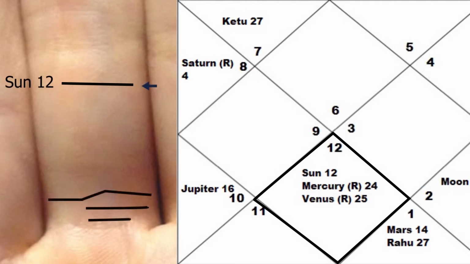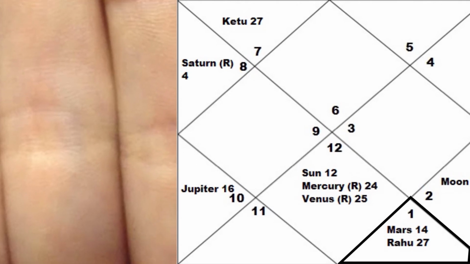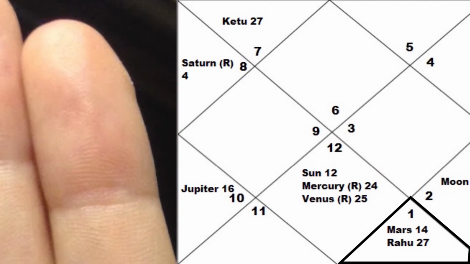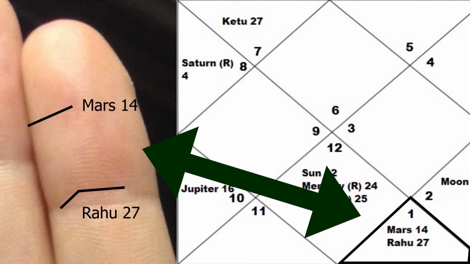And we're also seeing 3 lines at the bottom of that phalange where Mercury is at about 24 degrees and Venus at about 25 degrees. Then jumping into Aries, which is the first phalange of the index finger, we can see Mars at 14 degrees and Rahu at 27 degrees.